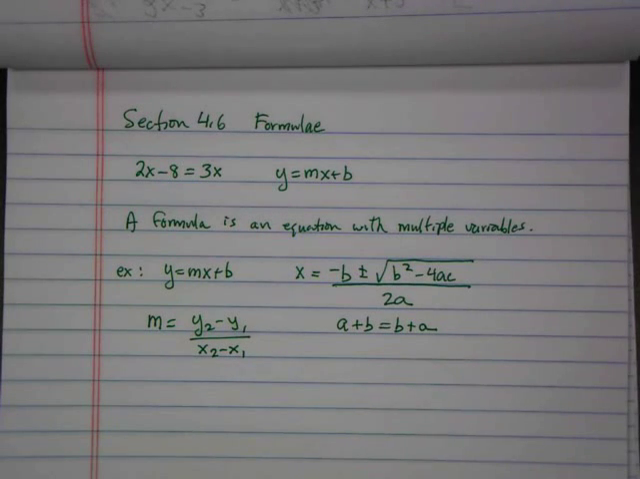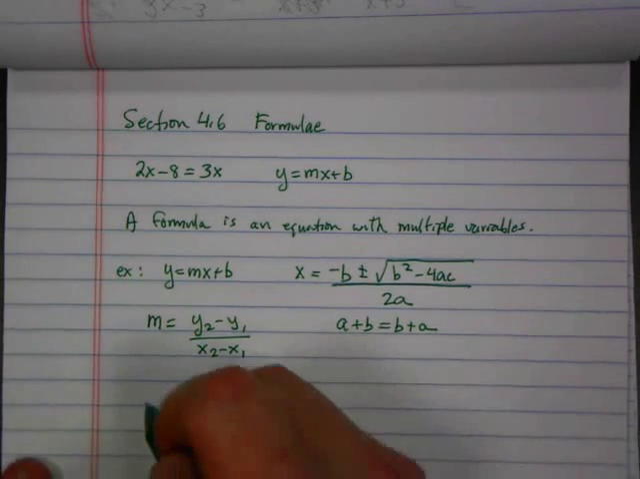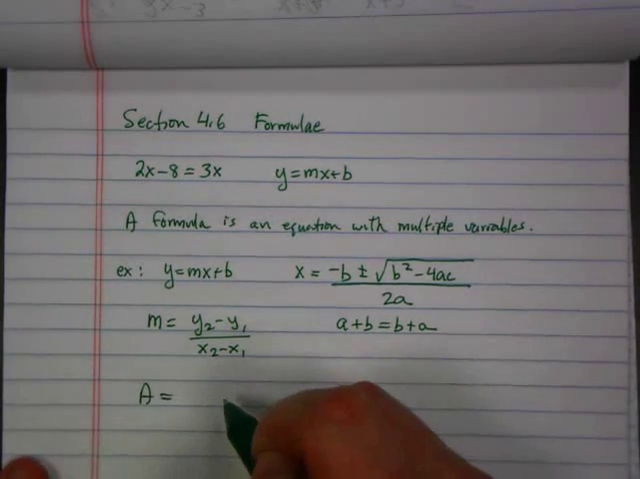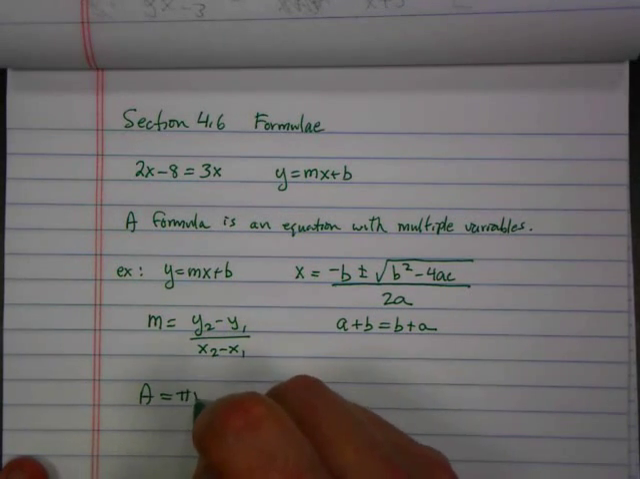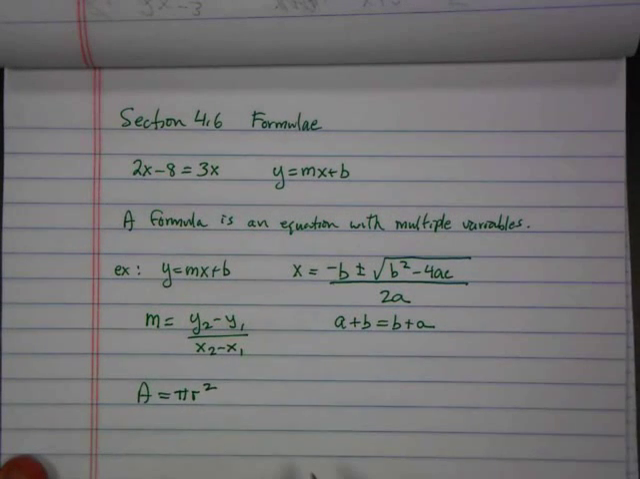What about pi? Is that a formula? Pi is not a formula. Pi is a number. Well, the area of a circle could be a formula. What's the formula for area of a circle? Pi times diameter. No, radius. Pi times r squared, that's right.